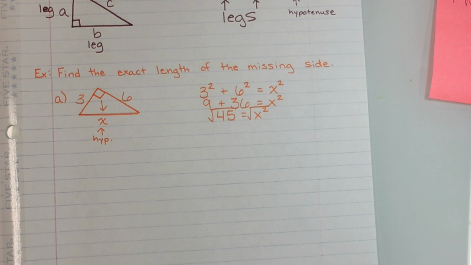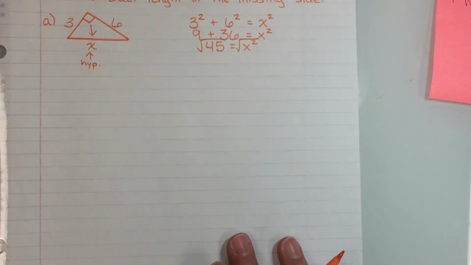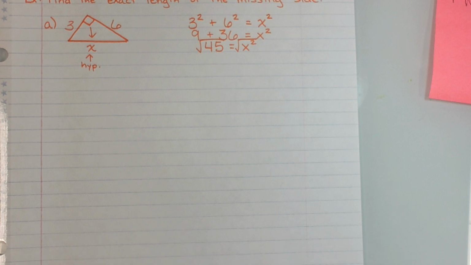Nah. Okay, if I want the exact answer, am I going to my calculator and typing in the square root of 45 right now? No, because it's not a perfect square. If it was a perfect square, then we would be just fine. Oh my goodness, words. Not just fine here.